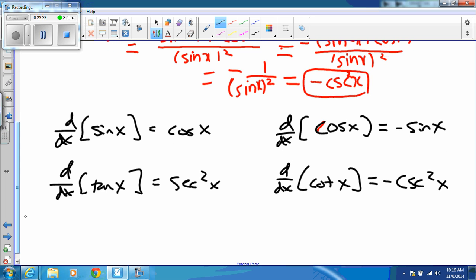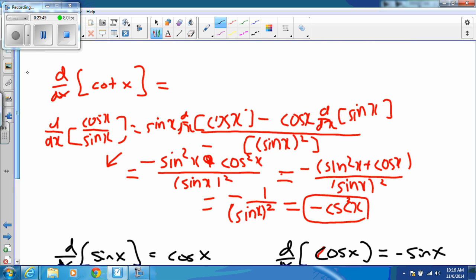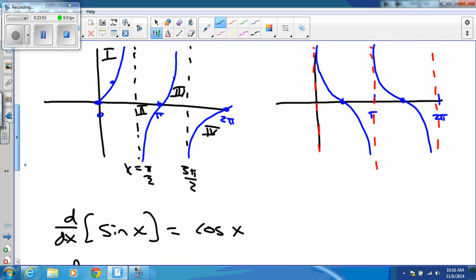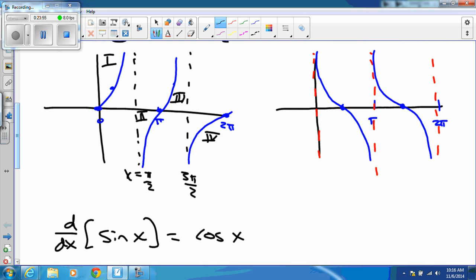Now, last thing I want to observe is this. Secant squared x. Notice that secant squared x is always going to be a positive number when it exists. And therefore, I expect that the graph of tangent should be an always increasing function. Is it? Let's go back to our graph here. Does my tangent graph always have a positive derivative? Yeah, it does, whenever it exists.